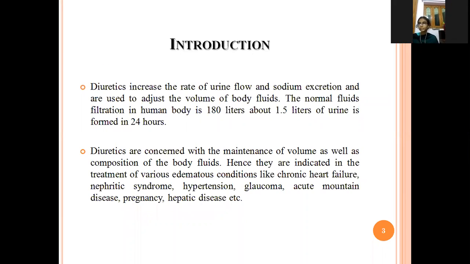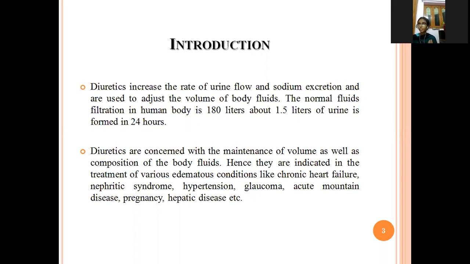So let's see what diuretics are. Diuretics increase the urine flow, and also the sodium will be excreted from the body through the urine, and they adjust the volume of the body fluids. The normal fluid filtration in the human body is 180 liters. About 1.5 liters of urine is formed in 24 hours.